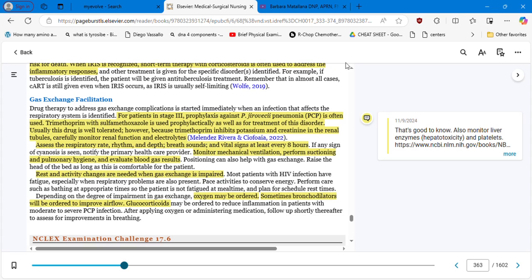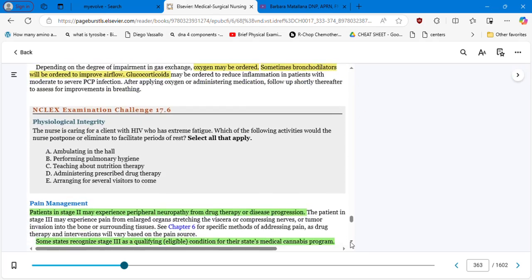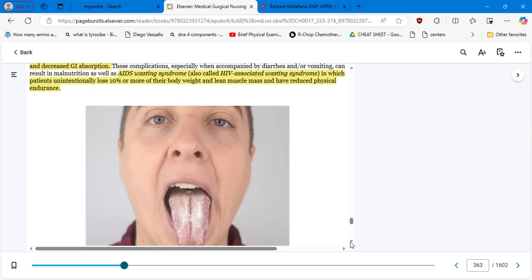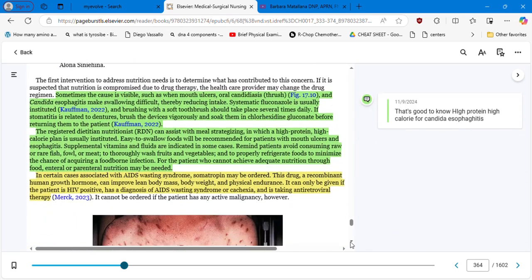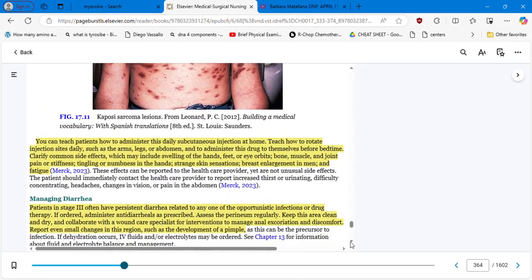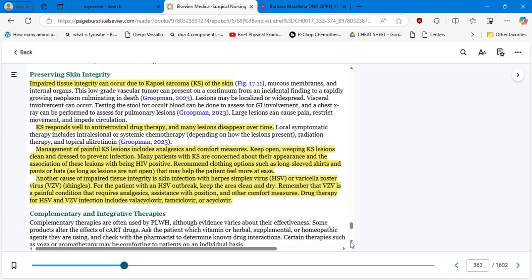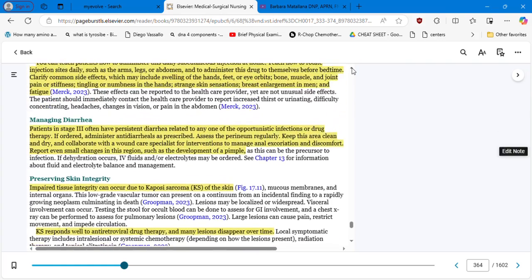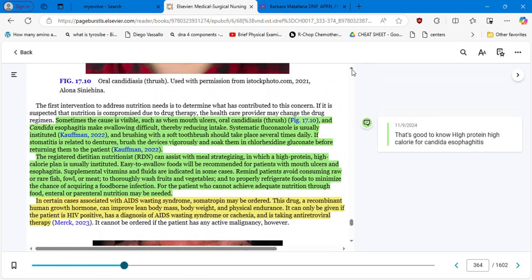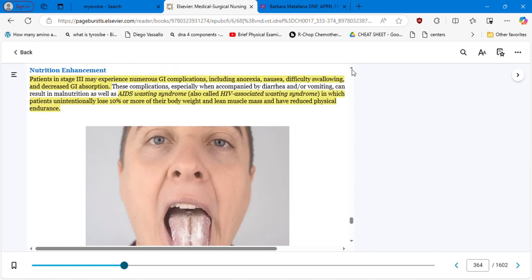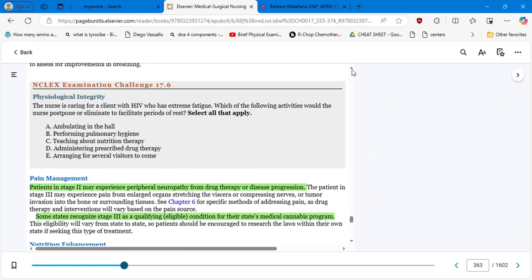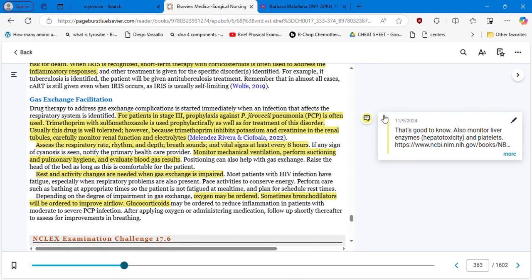So we are going to stop here. When we come back, we are going to talk about gas exchange facilitation in patients with HIV, and then pain management, nutrition, and some other topics like Kaposi sarcoma, managing diarrhea, and preserving skin integrity. It's all about patient education. Let's focus on all these factors, starting with the gas exchange facilitation in a few minutes. So let me stop here, and when we come back, we'll be discussing part 3 of HIV.